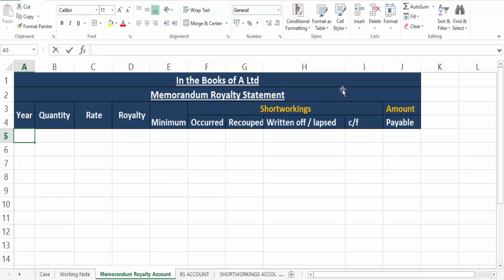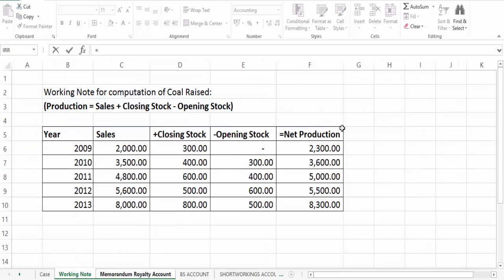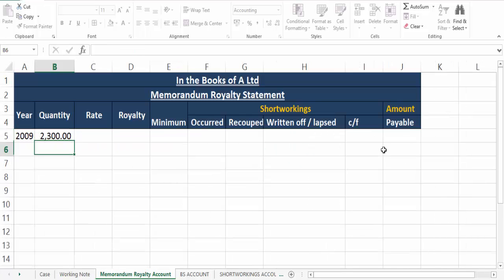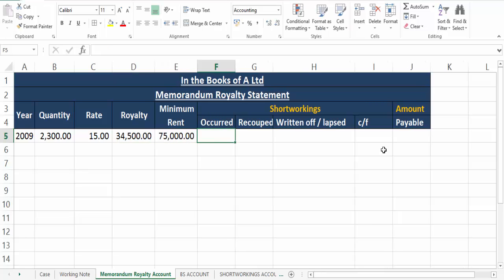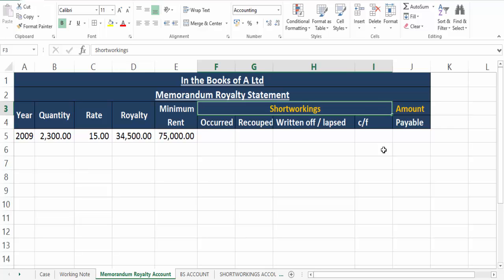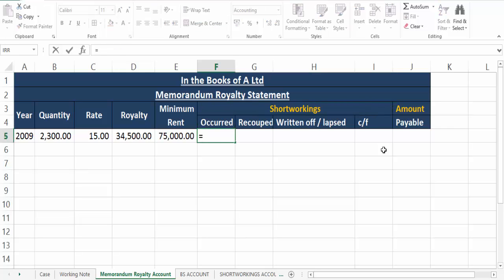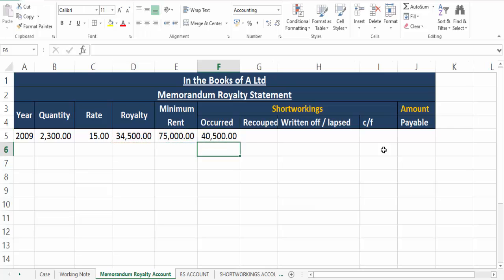First, let's focus on 2009. What is the quantity produced in 2009? It is 2,300. And what is the rate fixed for royalty? It is 15 per ton. So what's going to be the royalty? It will be 2,300 multiplied by 15, so 34,500. But we know the minimum royalty is 75,000, so there is a shortage. We have short workings occurred, which is 75,000 minus 34,500.